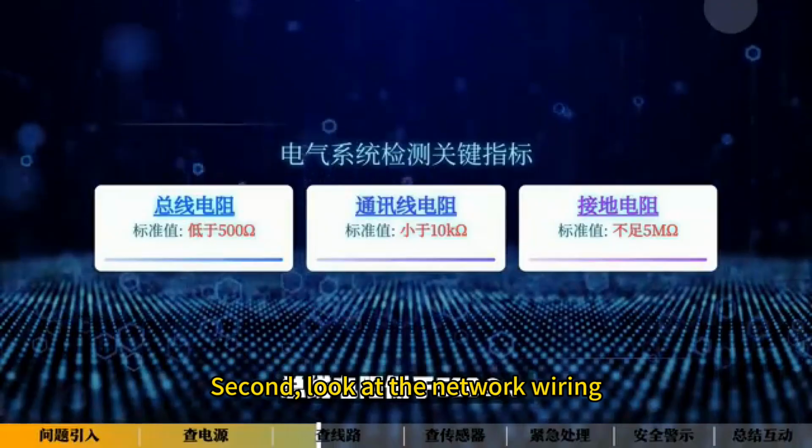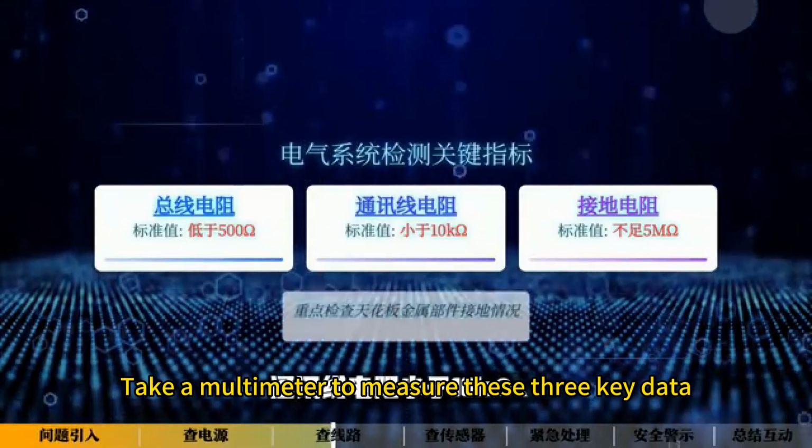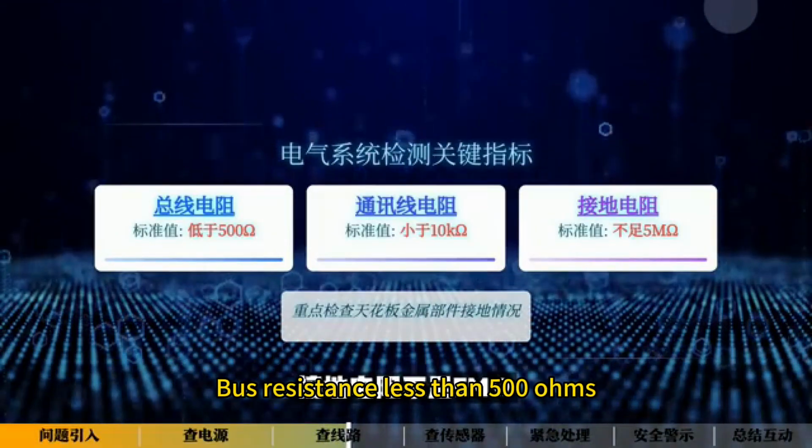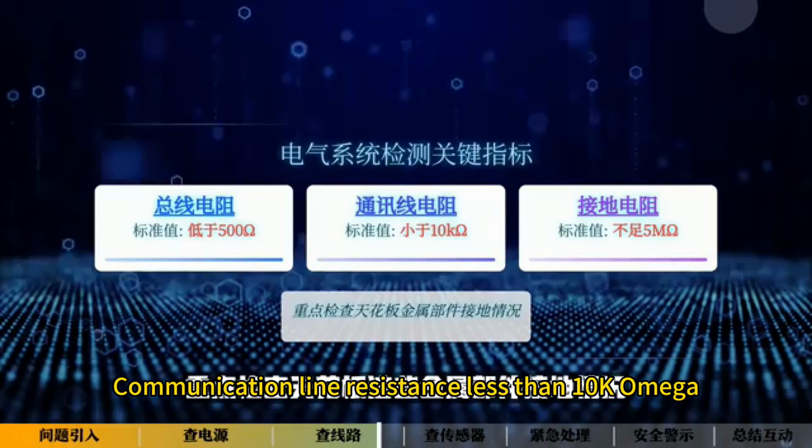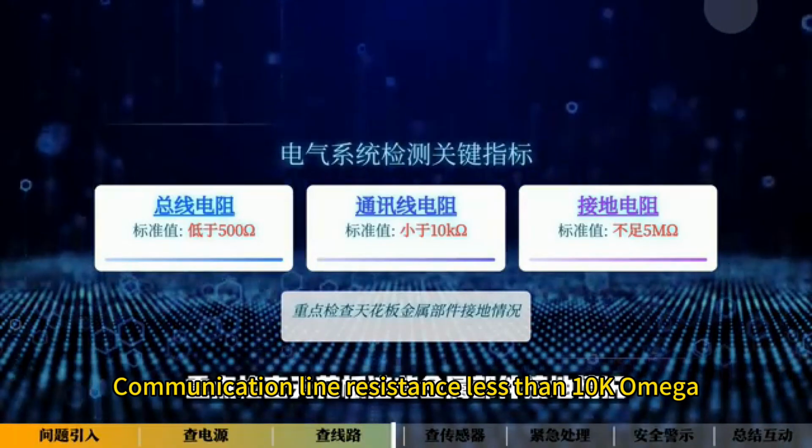Second, look at the network wiring. Take a multimeter to measure these 3 key data. Bus resistance less than 500 ohms. Communication line resistance less than 10,000 ohms.